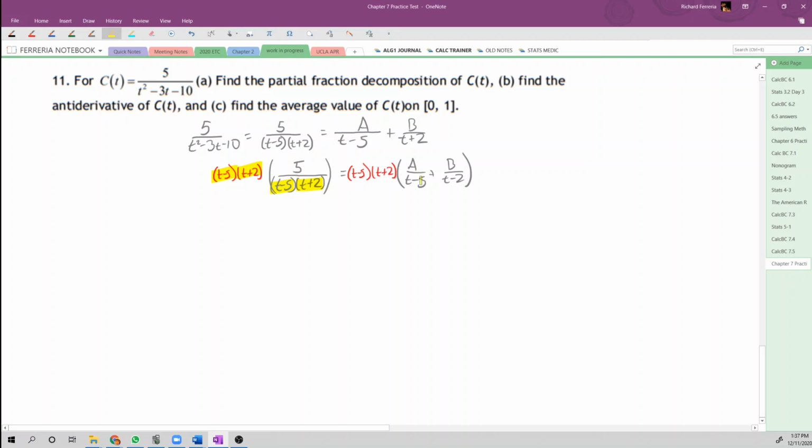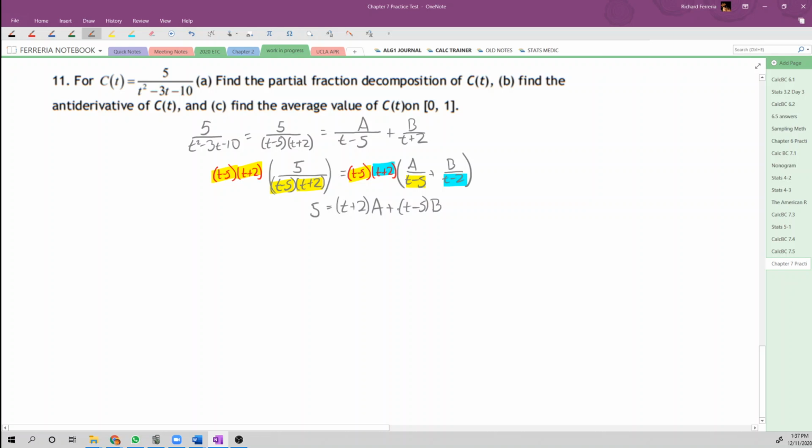Now, when I distribute on the right side, something interesting happens. This t minus 5 is going to cancel with this t minus 5, and that's just going to give me that t plus 2 multiplied by a. Now, for the other side of it, when I distribute, that's just going to leave me with t minus 5 multiplied by b. But I think you've all passed algebra, so that's not a big deal.